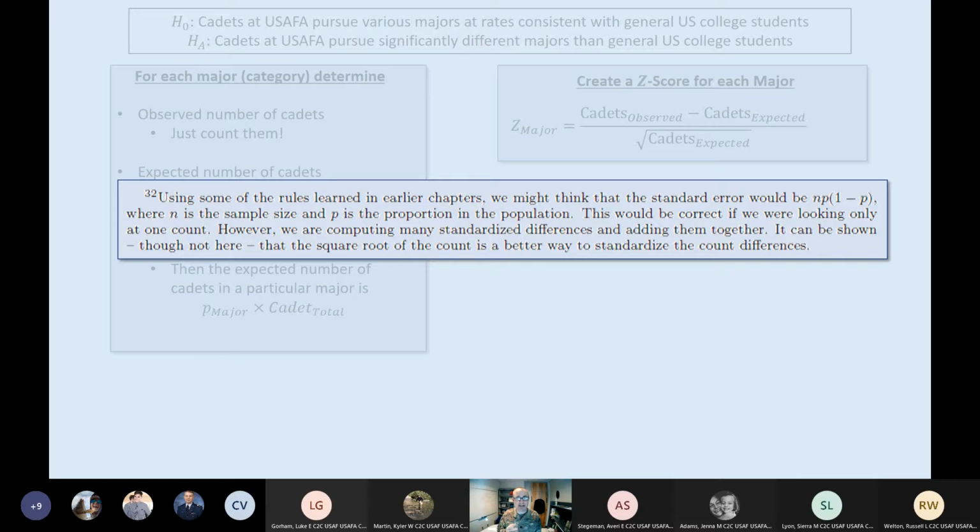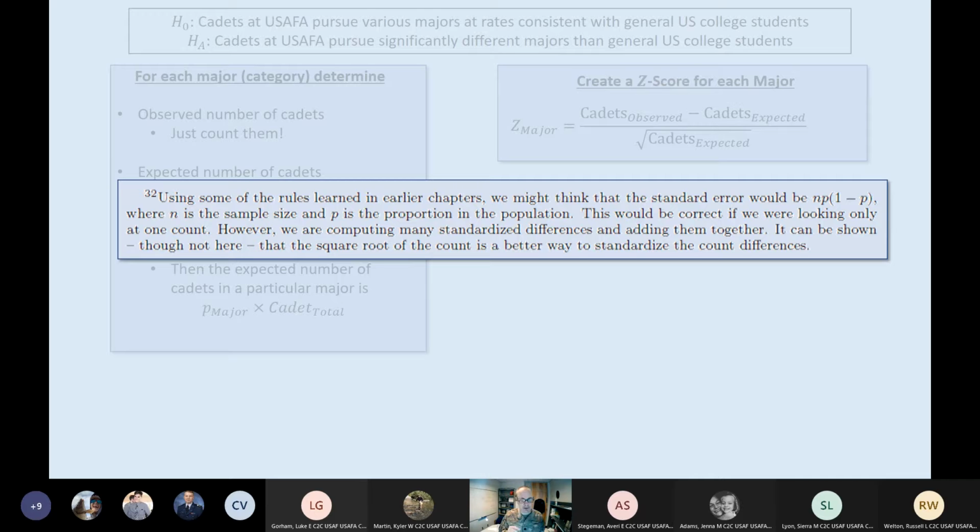However, we're computing many different standardized differences, right? And that's really the gist of where this is coming from, is that we're doing a bunch at the same time. And so that's why this changes. But if you want to know specifically, I can tell you. Because then what the book says is, it can be shown, though not here, that the square root of the count is a better way to standardize the count differences.